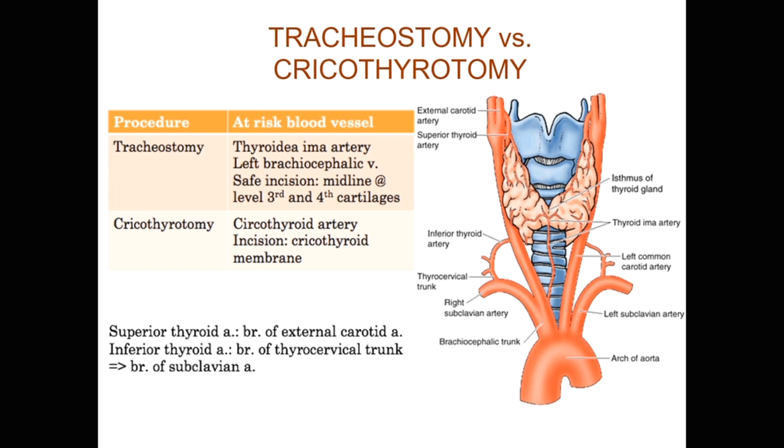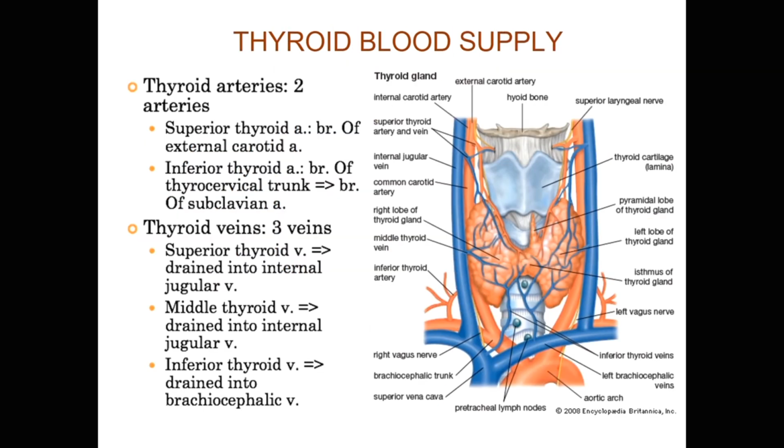This guy right here, because it passes right in front of here. So if you pierce right here, obviously you can damage this artery and have a lot of bleeding. So remember, this is thyroid IMA artery. Left brachiocephalic vein also is possible to be damaged, and you want to go between the third and fourth cartilages of this. Cricothyrotomy, so cricothyroid artery is possible to be damaged. You just put an incision through the cricothyroid membrane, which is right here. And that's pretty much it for those guys.